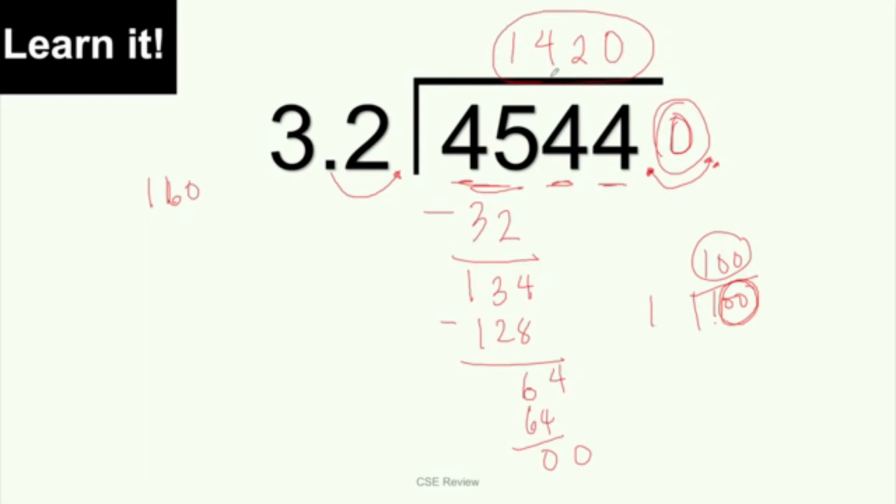Okay? Now that you learned that, ito yung paano kung may decimal at whole number ang nasa loob, kayo naman.